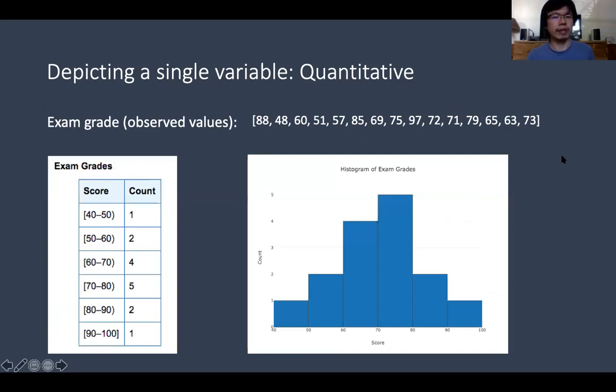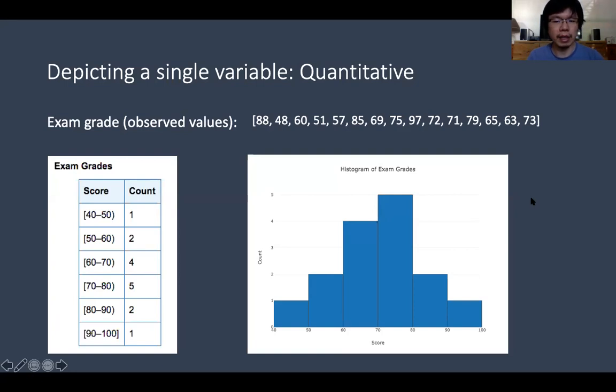We can also depict a single quantitative variable, for example, in terms of numerical values. Imagine we have 15 exam grades from 15 students, and those are the grades. We learned how to create a histogram of these grades. First, we create bins, that is intervals from smallest to largest, in intervals of 10. Then we count the number of values within each interval. So there are two values from the 15 that are within the interval 50 to 60. And we turn that count and interval information into a histogram.